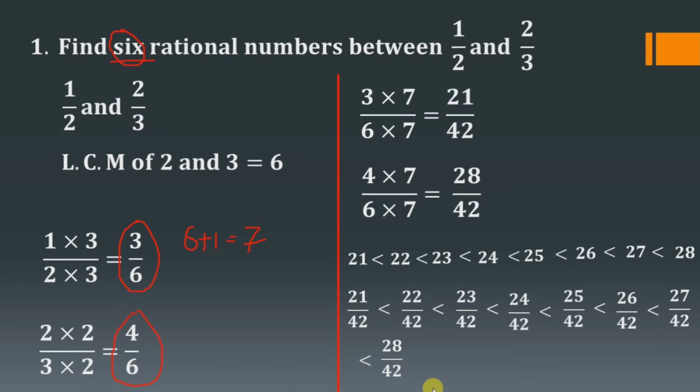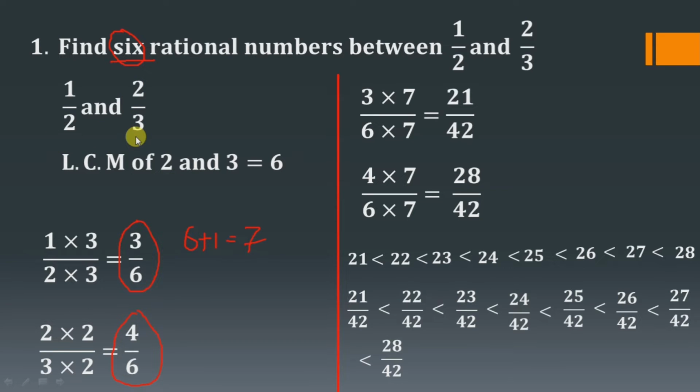Okay, let me repeat this answer one more time. Let me explain this one more time. I need to insert 6 rational numbers between 1 by 2 and 2 by 3. So I'll make their denominators equal.